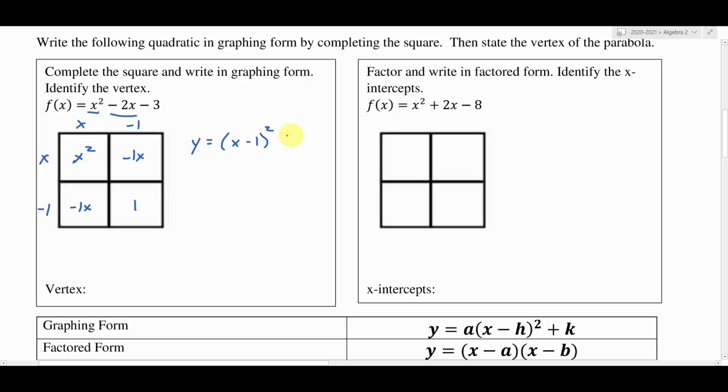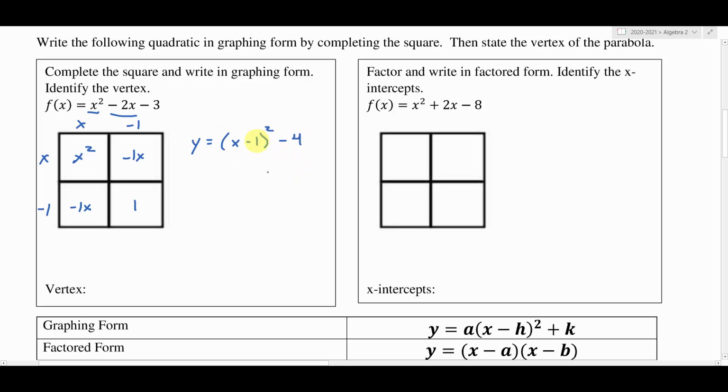And then to get our number that we're going to add or subtract here, we have to compare what's in the lower right hand box to what's on the end of our equation. We got a positive 1, but we needed a negative 3. So I have to go from 1 down to negative 3. To do that, I'm going to have to subtract 4. 1 minus 4 gets me my negative 3. So I'm going to subtract 4 off the end.